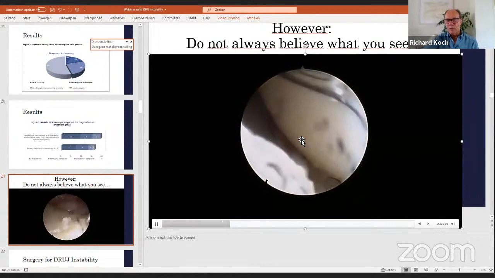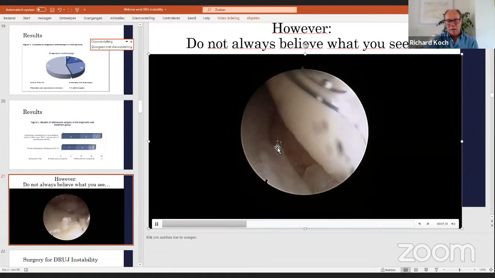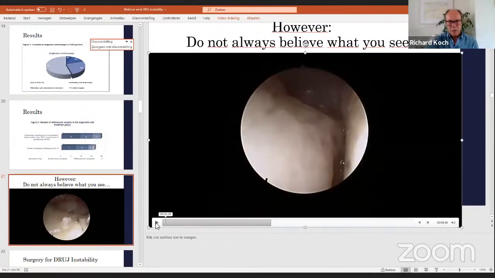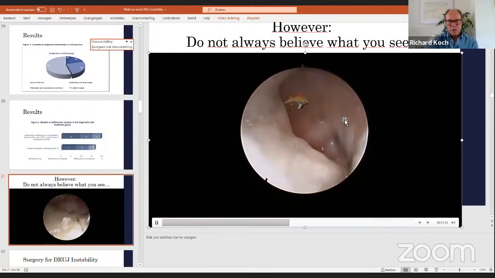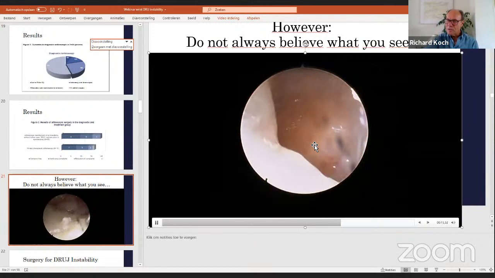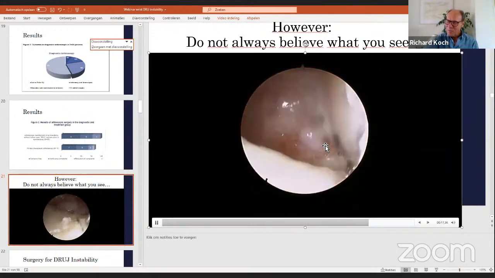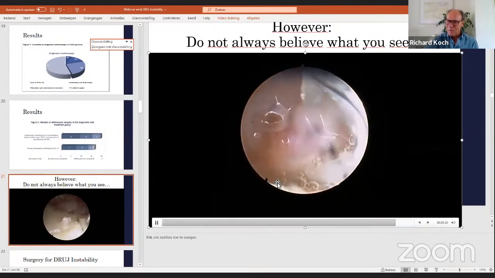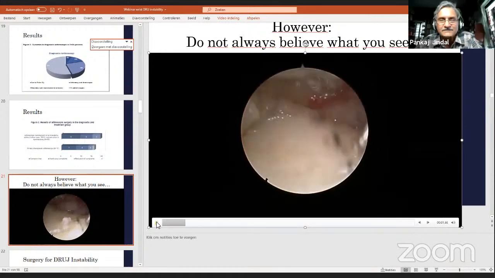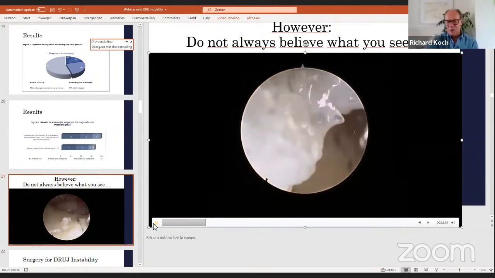For example, if you see this little fish swimming during surgery, then you probably should see your shrink and not perform any arthroscopies anymore. Okay. Did you copy? Yes. Good. So it's more or less a joke, it wasn't to be taken too seriously.